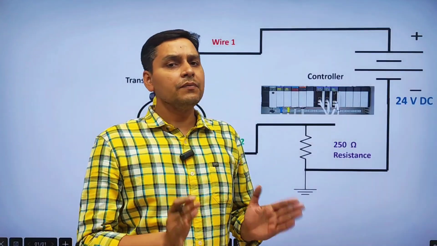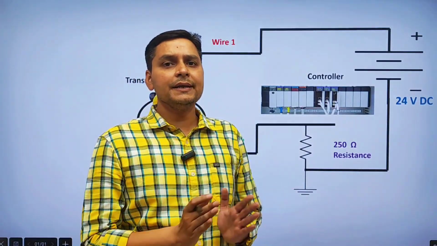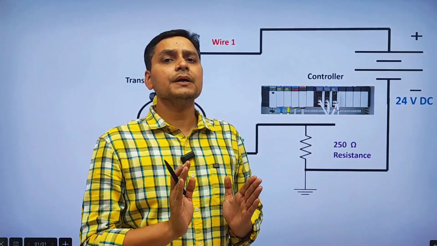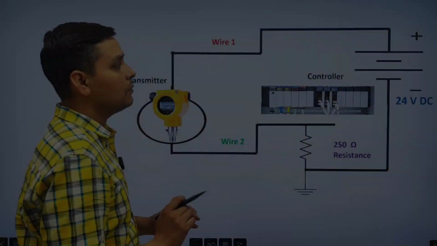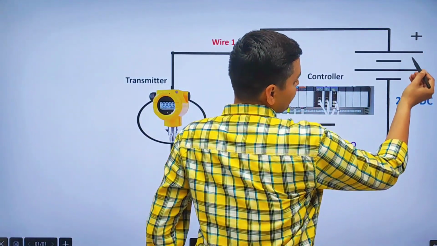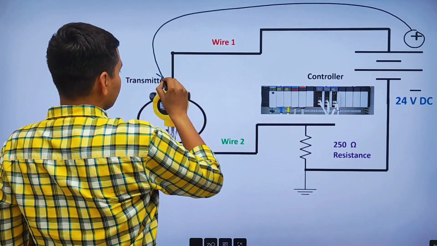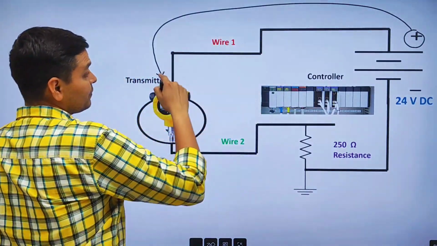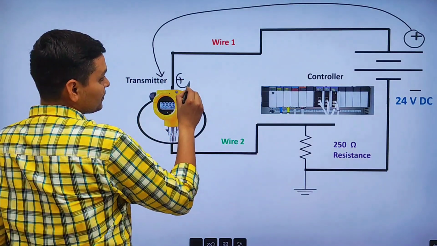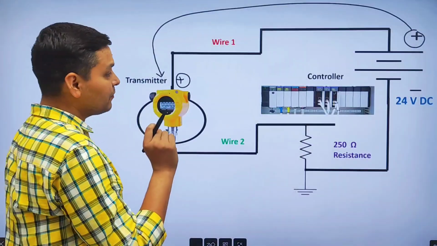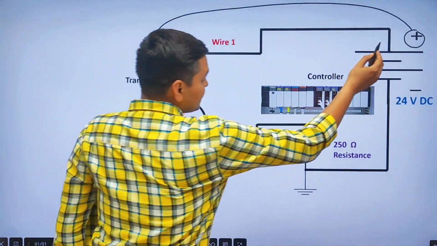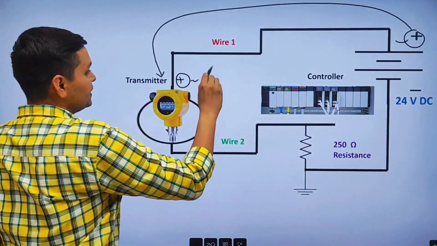Now friends, if we look at this diagram, we will completely understand the 4 to 20 milliampere current loop signal. Look friends, from the 24 volt DC supply positive, a wire is connected to the transmitter, and this positive wire is connected to the positive of the transmitter. Here this is a very important point. This positive will be connected to this positive.